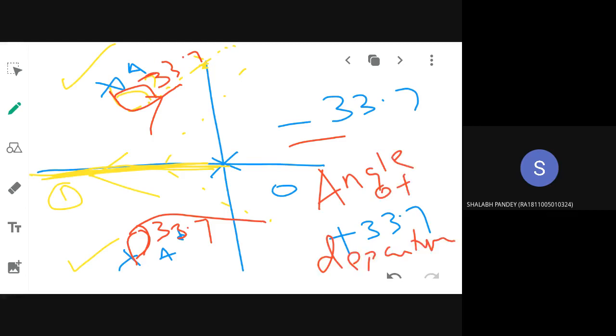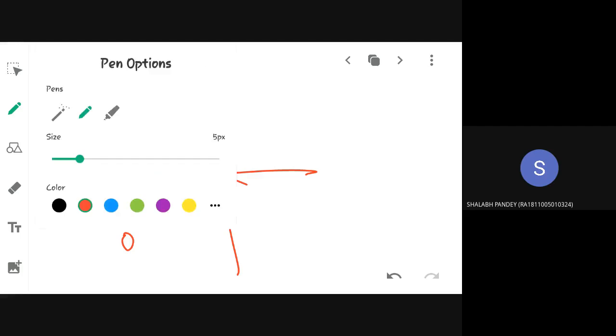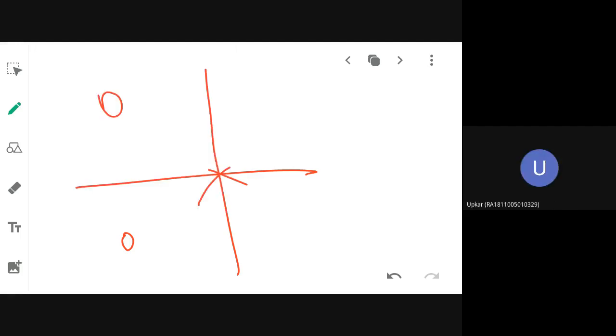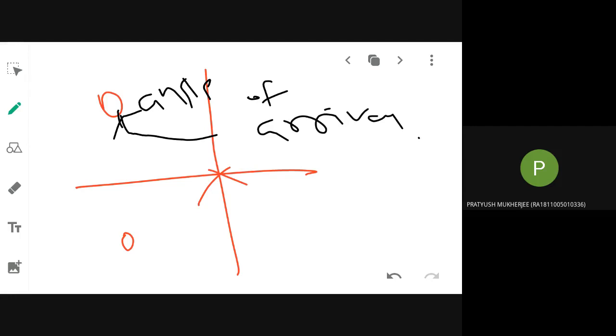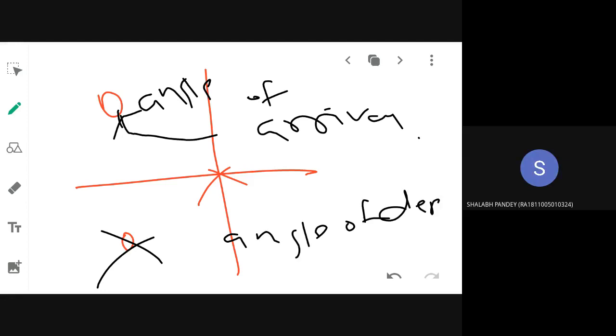Suppose on the other hand, in some other problem, if you are having a zero point, then what will happen? That will be the angle of arrival. Somewhere it is coming and it is arriving. So in that case, it is the angle of arrival. Zero means angle of arrival. Cross mark means angle of departure.